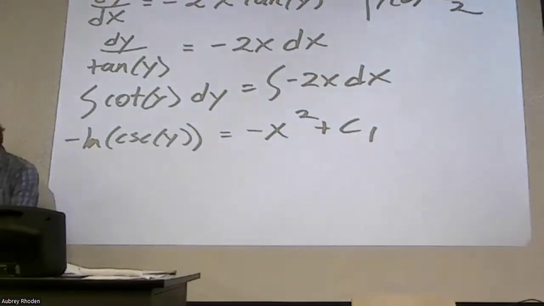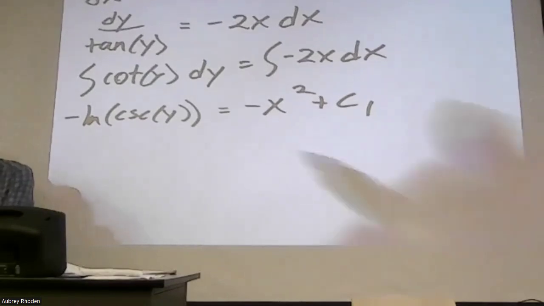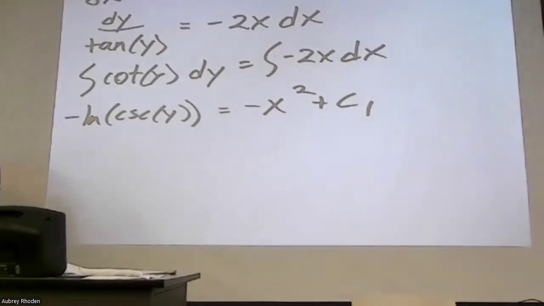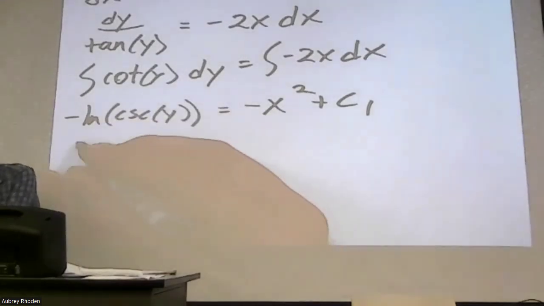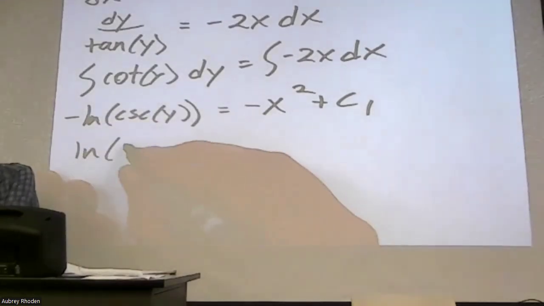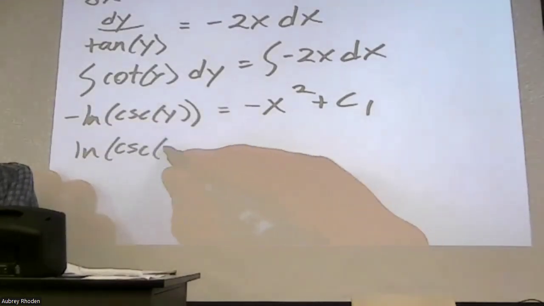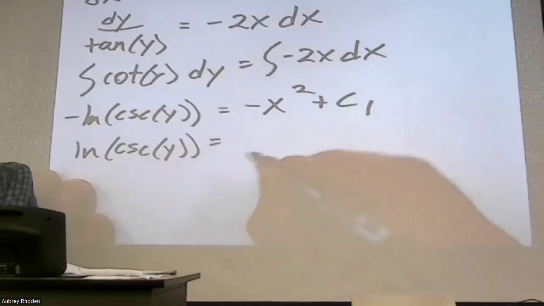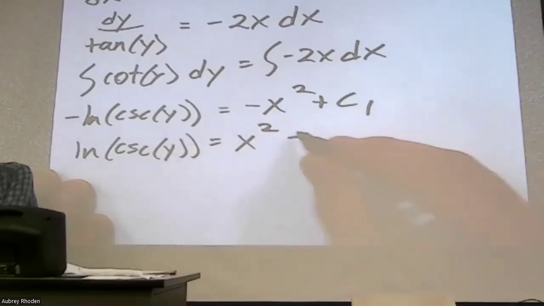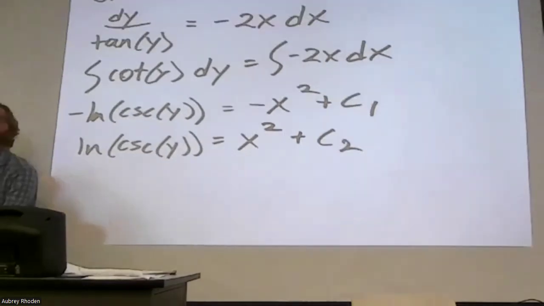Okay, but I don't like all those minus signs on there. So what I'm going to do is, I don't know, the log of cosecant of y is going to equal x squared, plus c2. I don't want to write negative c1. So all I did was multiply both sides by -1.